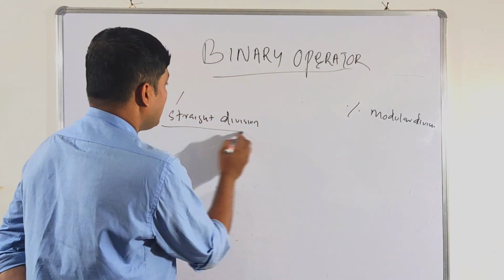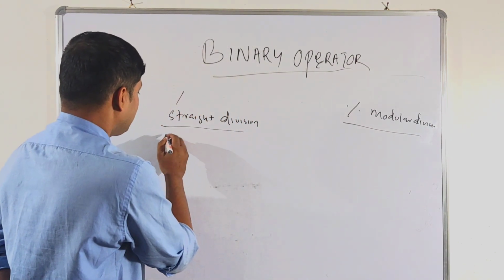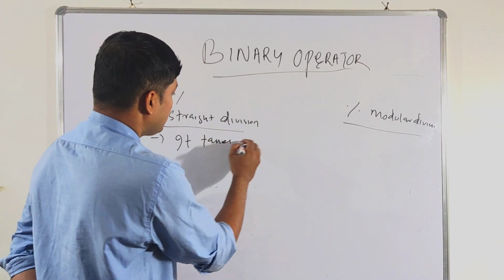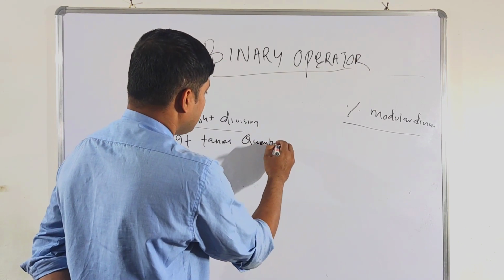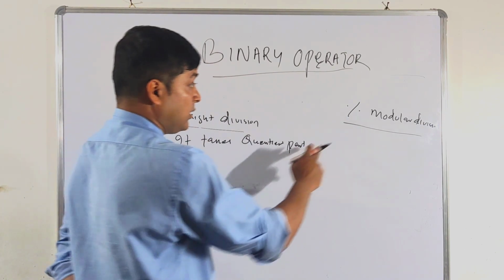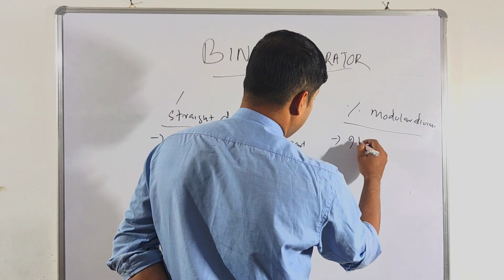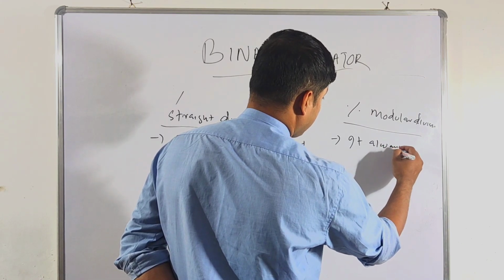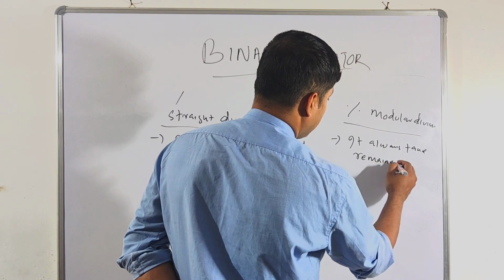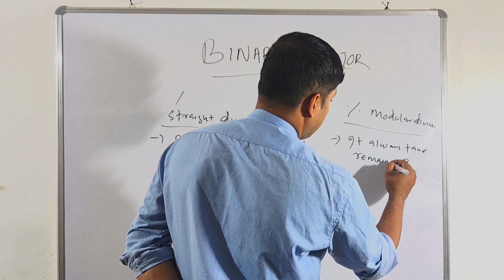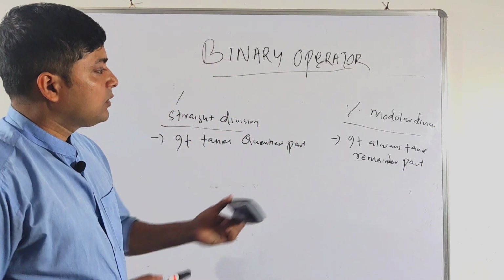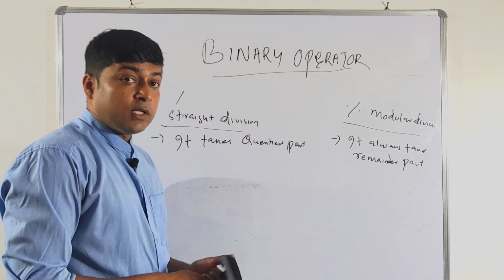Straight division always takes the quotient part. Modular division always takes the remainder part. So straight division always takes the quotient part, modular division always takes the remainder part. So let's give one example.